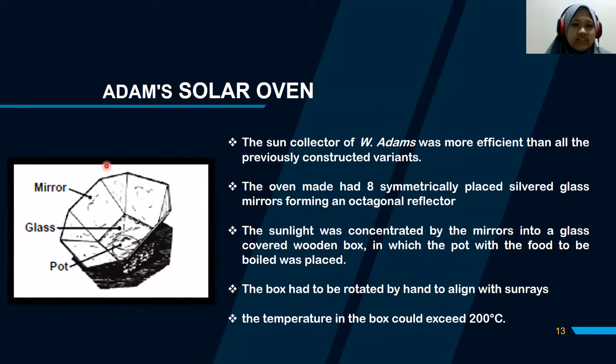Firstly, Adams' solar oven. The sun collector of W. Adams was more efficient than other previously constructed variants. The oven had symmetrically placed silver glass mirrors forming an octagonal reflector. The sunlight was concentrated by the mirrors into a glass-covered wooden box in which the pot with the food to be boiled was placed. The box had to be rotated by hand to align with the sun rays. The temperature in the box could exceed 200 degrees Celsius.